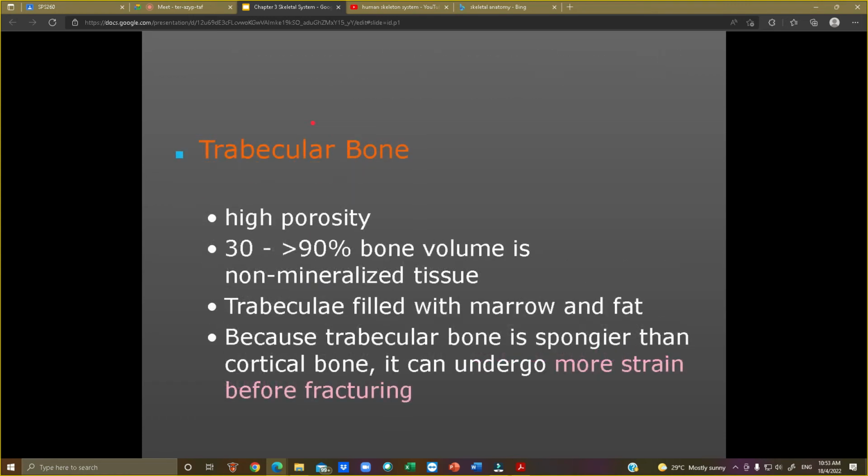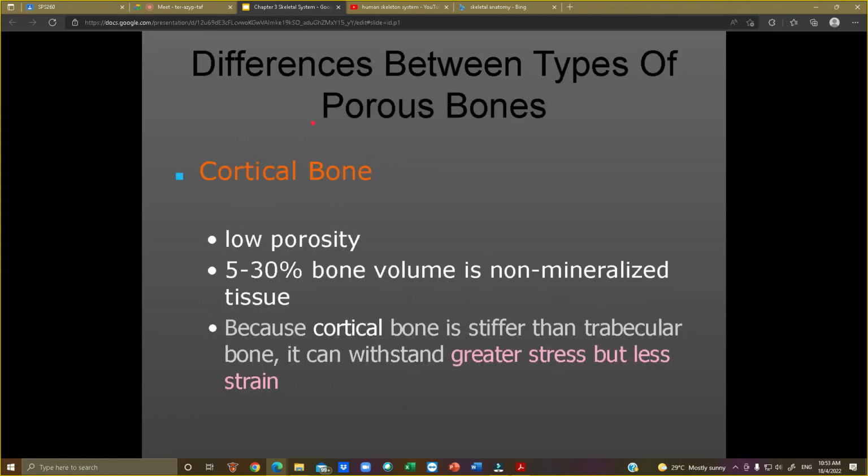Cortical bone, trabecular bone. Cortical, less porous, kurang lubang. Why it is kurang lubang? Because cortical bone is much more stiffer, keras, and it is able to withstand greater stress. Dia ada dua term yang dia pakai. Satu stress, satu compressive, same thing. Stress.